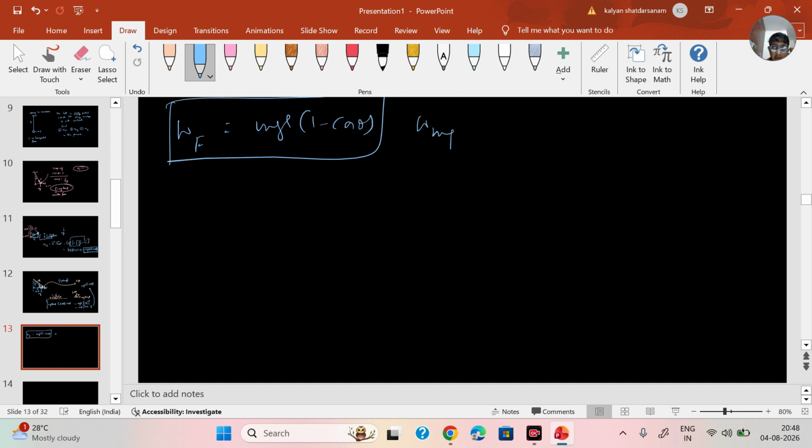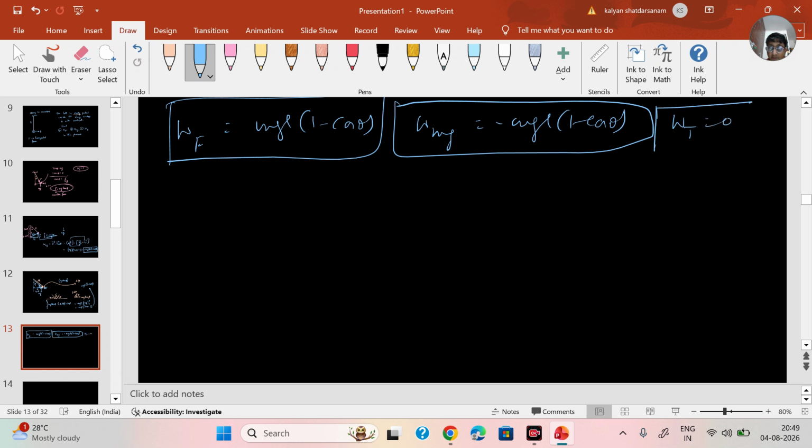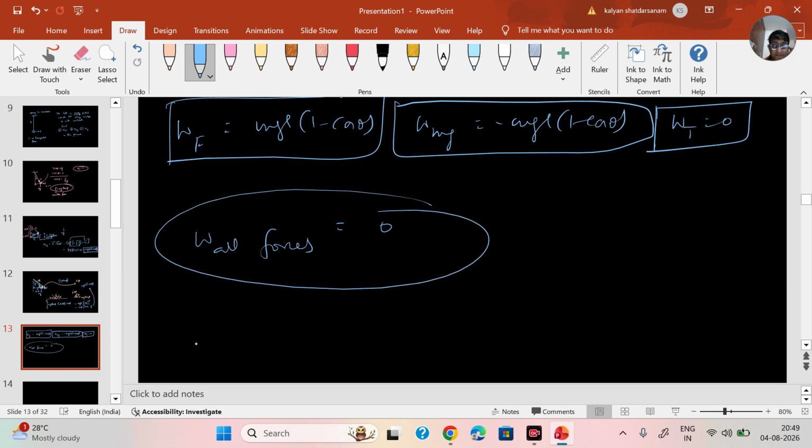Work done by mg is minus mgL into (1 minus cos theta). We already did that. Work done by tension is 0. In fact, if you see work done by all forces acting on the ball, there are only 3 forces: F, mg, tension. If you add all of them, plus mgL(1 minus cos theta) minus mgL(1 minus cos theta), 0. All 3 when you add, it becomes 0. Work done by all forces is 0. Why? We will see soon that work done by all forces should be change in kinetic energy. And kinetic energy is not changing because the ball is going very slowly. So definitely work done by all forces must be zero.